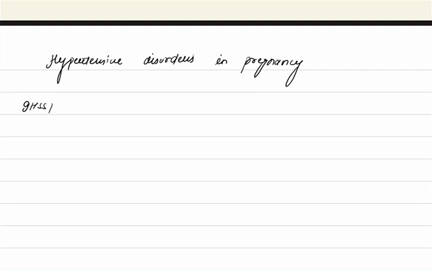Let's study hypertensive disorders in pregnancy. According to ISSHP, that is the International Society for the Study of Hypertension in Pregnancy, hypertensive disorders of pregnancy are categorized into 5 main categories.